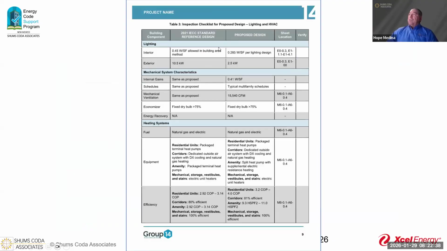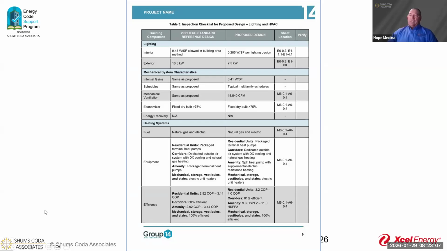Here's our checklist for the proposed design, lighting, and HVAC. Again, the information's right here for us for our interior lighting. It tells us that the standard says it's 0.45 watts per square foot. Our proposed design is 0.285 watts per square foot. And we're going to find that on those sheets there. Love it. Being able to just turn to those pages, verify what's happening is a great way to do our inspections to keep things up and running.